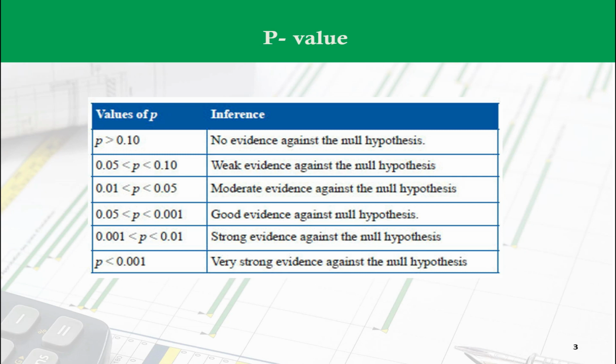If the p-value is below your threshold of significance, typically a p-value lower than 0.05, you can reject the null hypothesis. But this does not mean that there is a 95% probability that the alternative hypothesis is true.